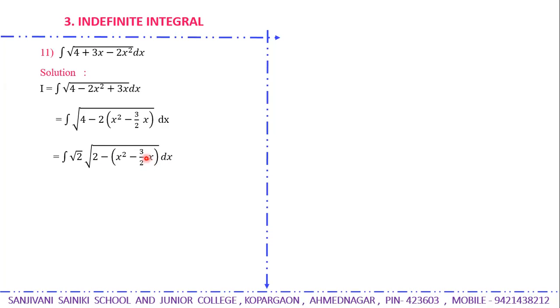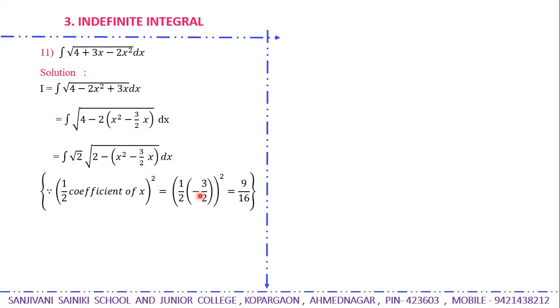Last term is obtained by 1 upon 2, coefficient of x, bracket square. By this formula you will get the last term. How? Minus 3 by 2 into 1 upon 2 is minus 3 by 4 and its square is 9 by 16.